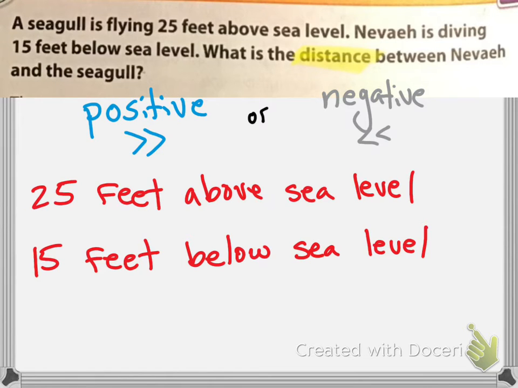A seagull is flying 25 feet above sea level. Nevaeh is diving 15 feet below sea level. Then we're going to solve what is the distance between Nevaeh and the seagull.